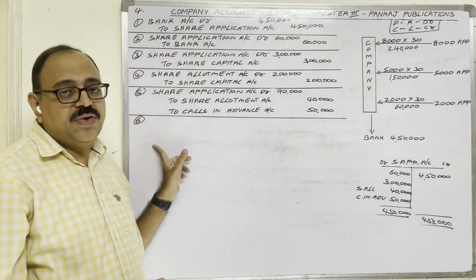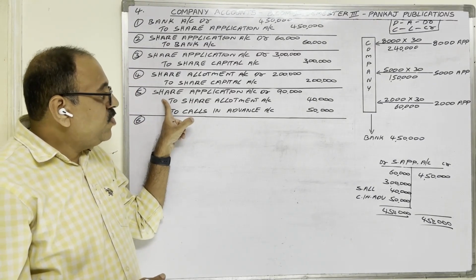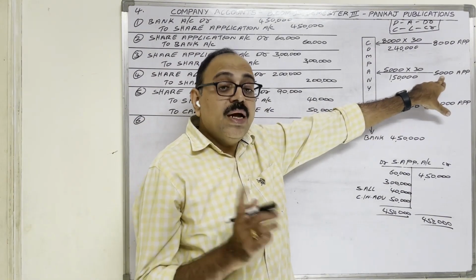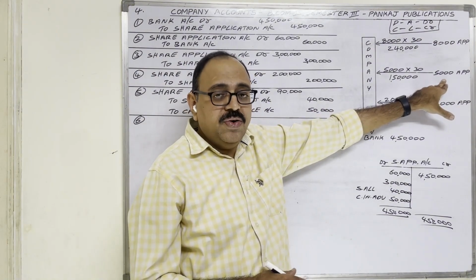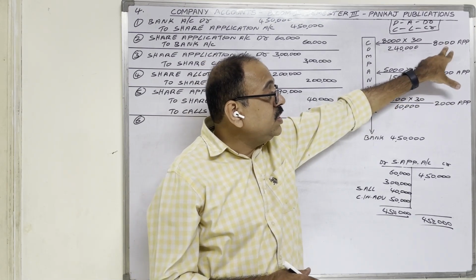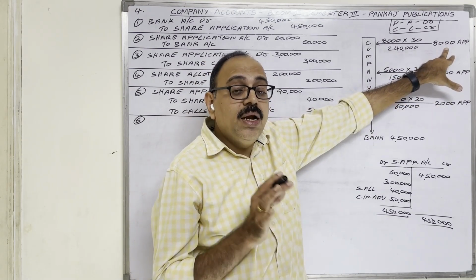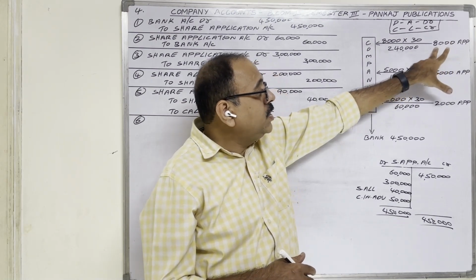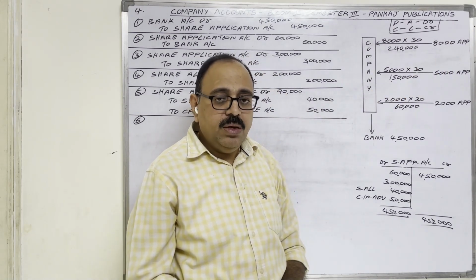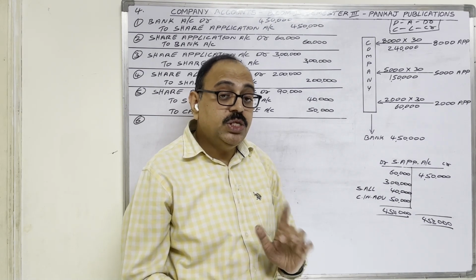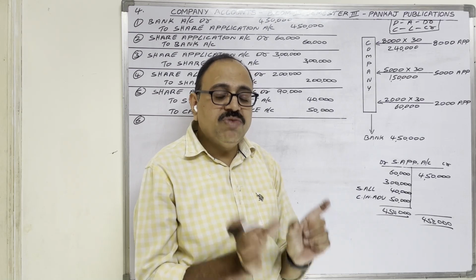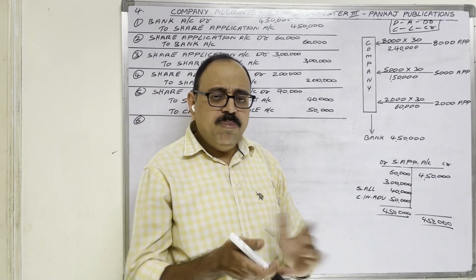Now come to the sixth entry. The fifth entry is for what? Receiving allotment money from second category applicants. In the sixth entry, we should write the entry for allotment money received from first category applicants. So they have to pay on 8,000 shares, no? Allotment money per share is 20 rupees. On 8,000 shares, 8,000 into 20 rupees, 1,60,000. And they paid that money.